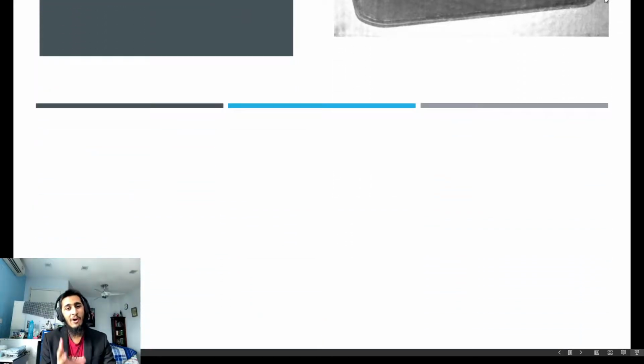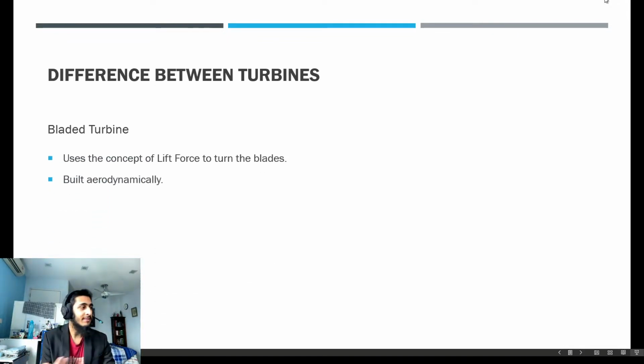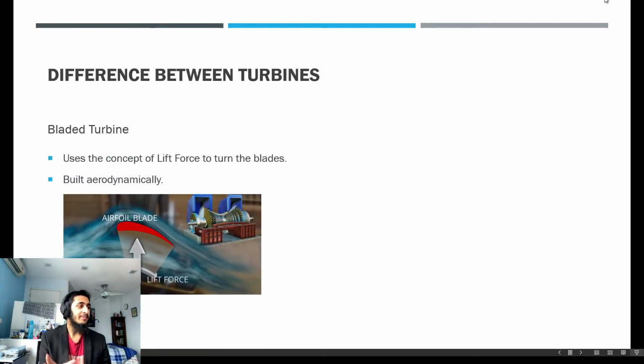So, to understand how effective this really was, let's first take a comparison between traditional bladed turbines that are mainstream today and Tesla turbines. So, as you can see in the image over here, bladed turbines use the concept of a lift force to turn the blades. Say you have a flat stone and you throw it in a river. Now, when water is moving all around it, you sort of notice sometimes that the stone moves, and that is because of the lift force. These bladed turbines are built aerodynamically to maximize that particular force, creating high speed rotations.